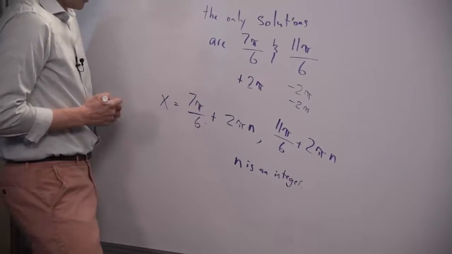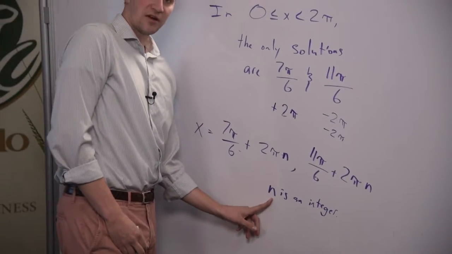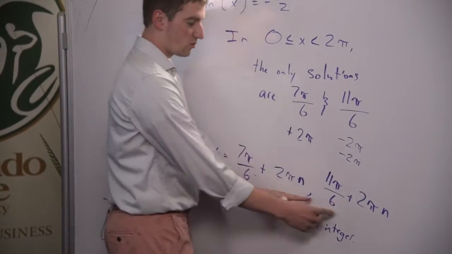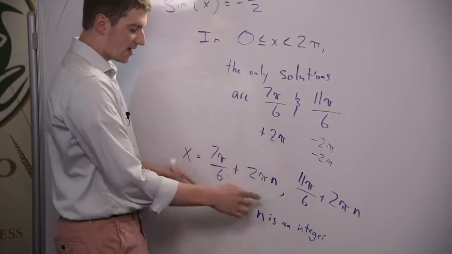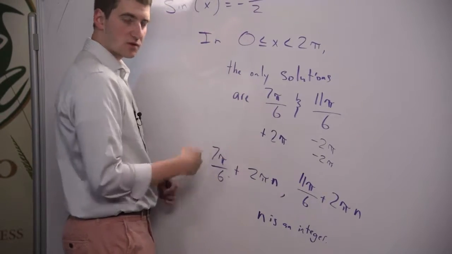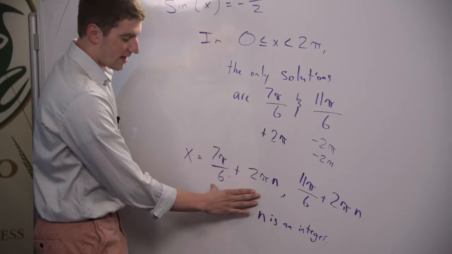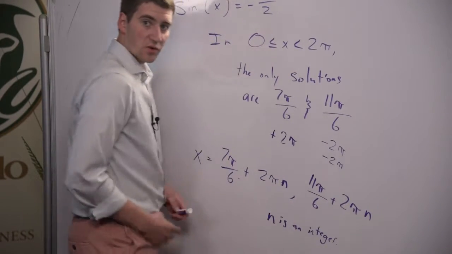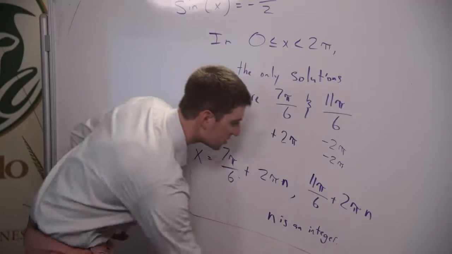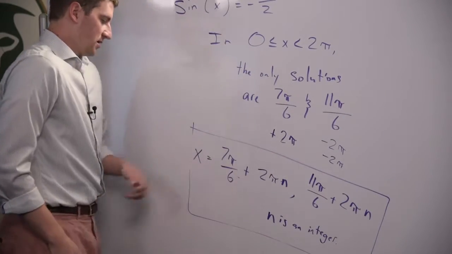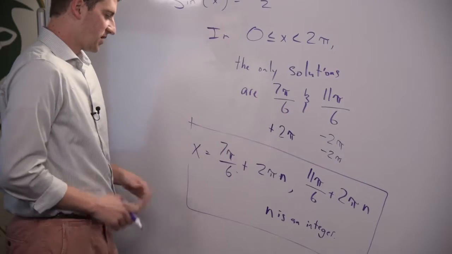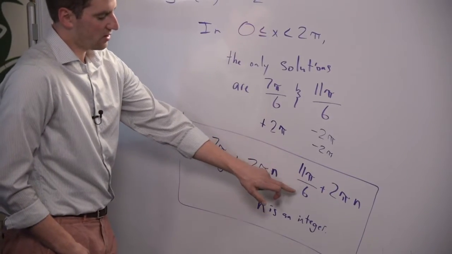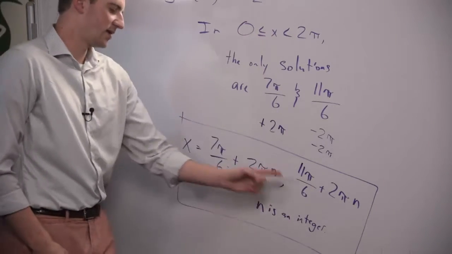So just a quick check. If n's an integer, n can be 0. So if you plug in n equals 0, we get our original solutions that we know work. And if you pick any positive number, that means we're wrapping around the unit circle that many times. So that's still a solution. We land on the same spot in the unit circle, and likewise it works for this other one. So therefore our solutions are exactly 7 pi over 6 plus 2 pi n, and 11 pi over 6 plus 2 pi n, where n is an integer.